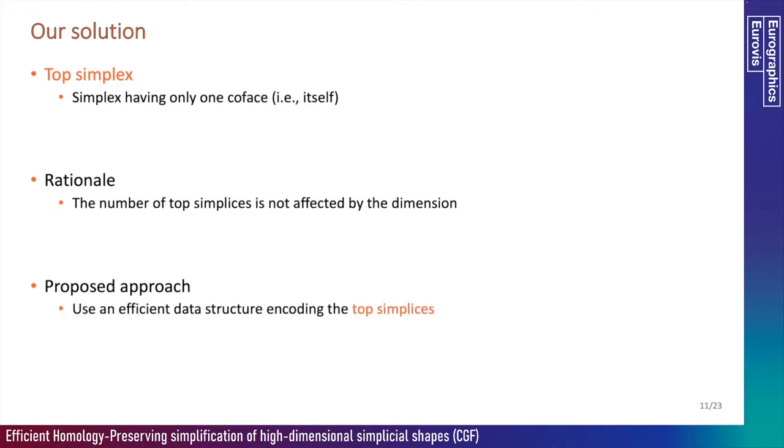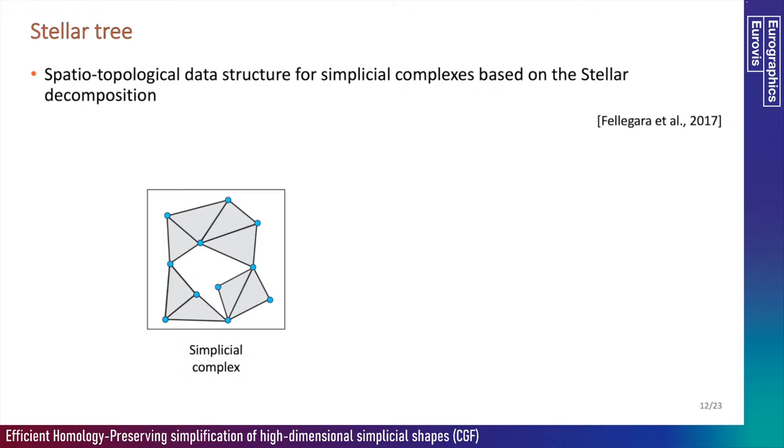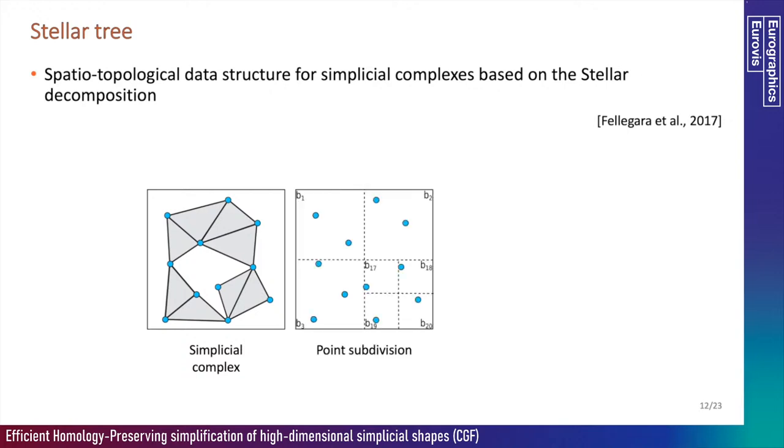efficiency. So our proposed approach combines a data structure that efficiently encodes simplicial complexes by means of the top simplices and two new definitions of edge contraction and link condition based on the top simplices. So the first ingredient of our solution is the stellar tree, a special topological data structure introduced by Fellegara et al. in 2017. The idea of this data structure is to decompose a simplicial complex in subsets.